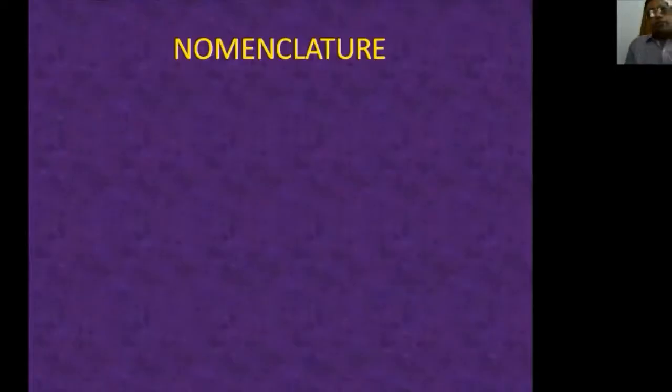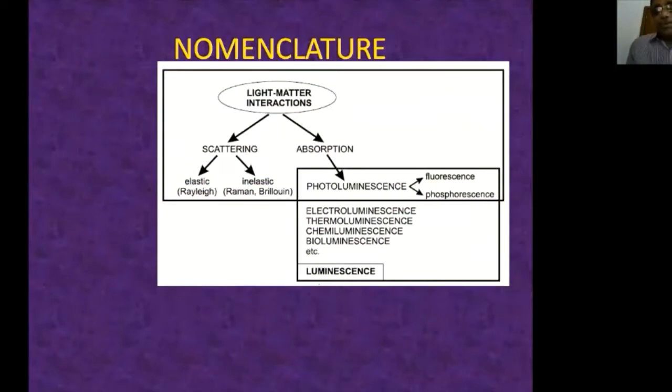Right. So now here comes the nomenclature. Many times I see that people are confused about the nomenclature, how exactly to call things and what nomenclature you can use. When there is a light-matter interaction, there are many possibilities. You can have scattering or absorption. Absorption is an important requirement for luminescence, fluorescence or phosphorescence.